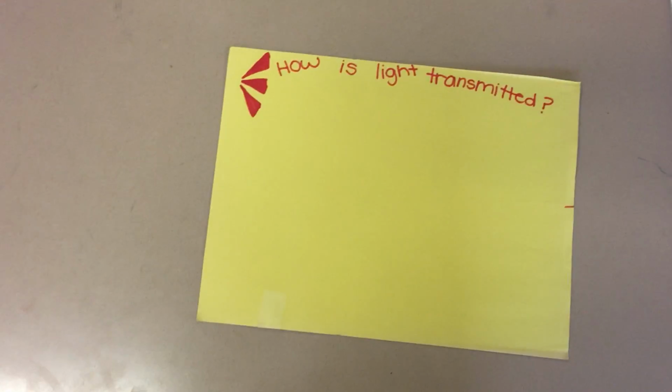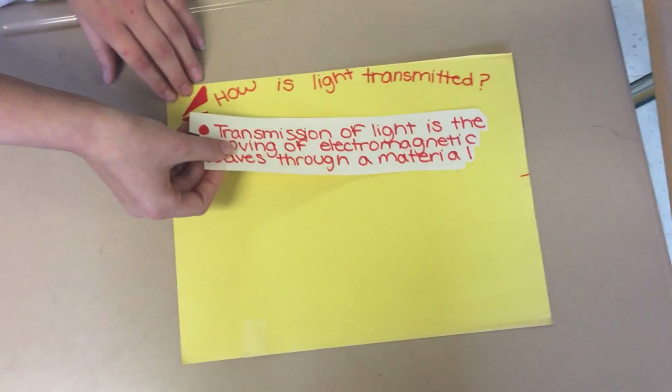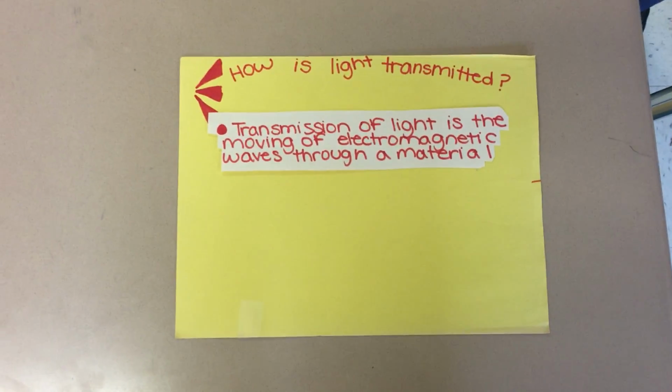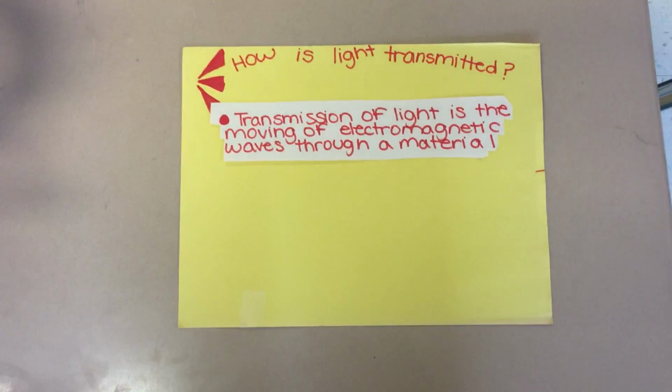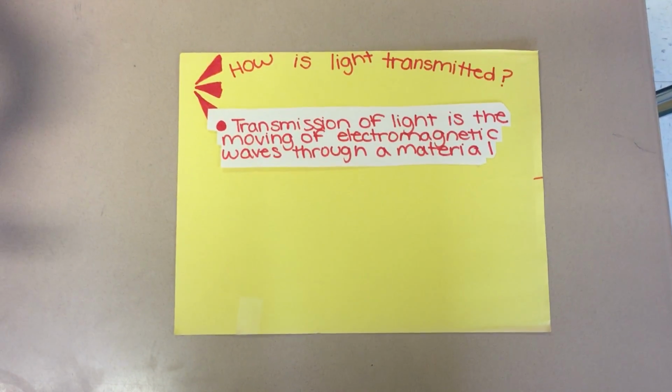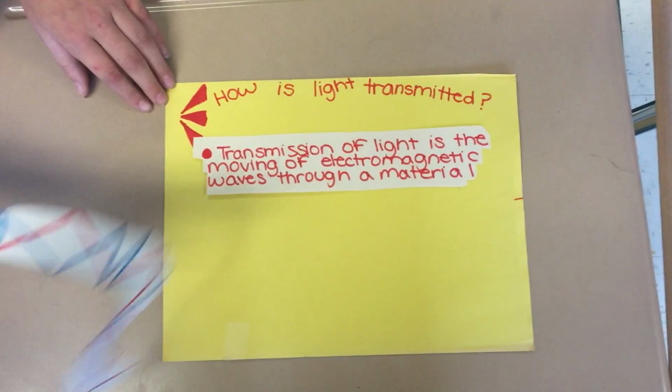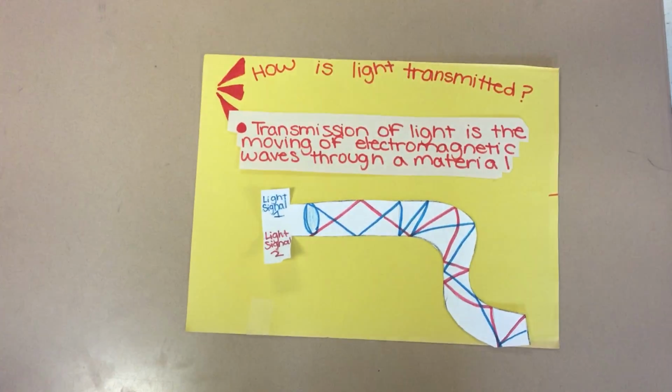How is light transmitted? Transmission of light is the moving of electromagnetic waves through a material. The transmission can be reduced or stopped when light is reflected off the surface or absorbed by the molecules in the material. In this animation, two light signals are being transmitted, light signal 1 and light signal 2.